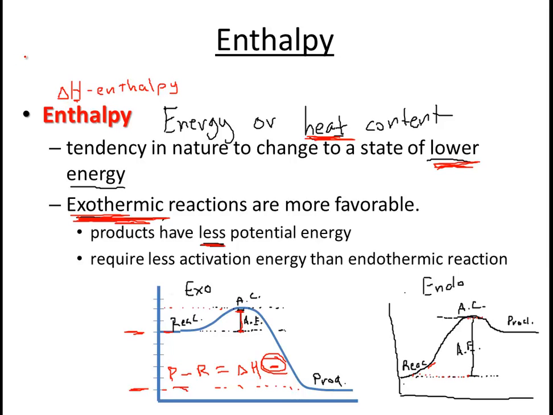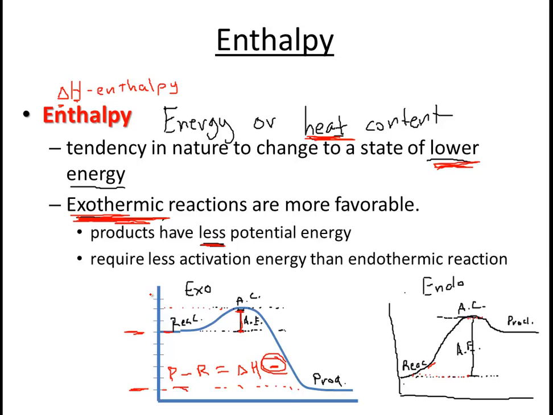our potential energy diagrams. Now, this delta really means the change in something, or the difference between something. So this change is really the change of the potential energy of our products minus the potential energy of our reactants. And there's our heat of reaction, our change of enthalpy. Now, in nature, there's a tendency to change to a state of lower energy.